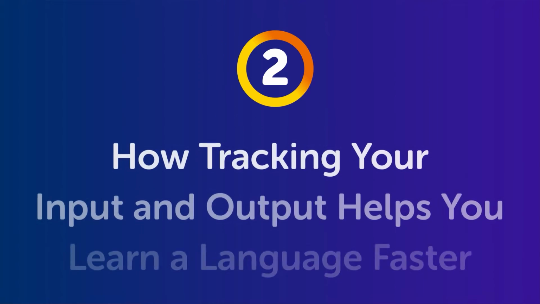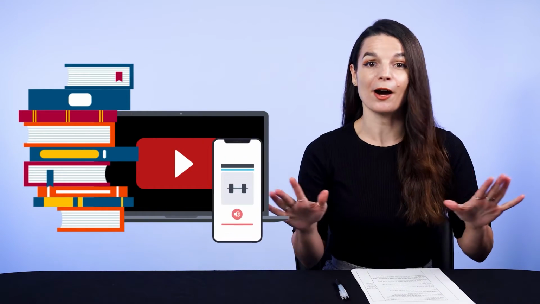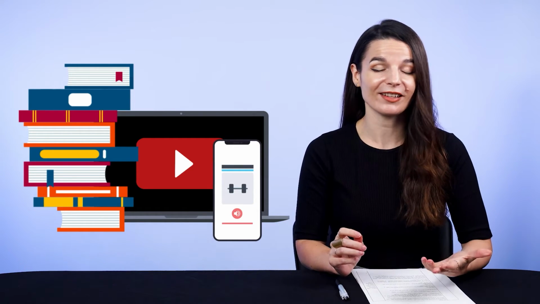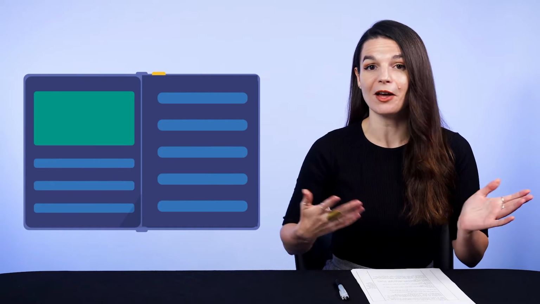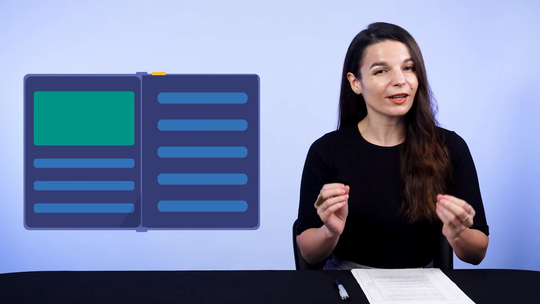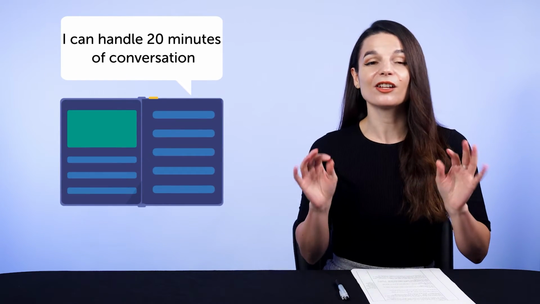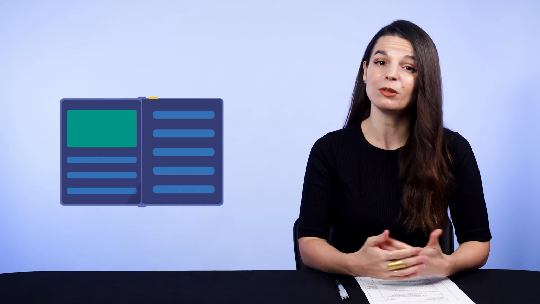Part 2. How tracking your input and output helps you learn a language faster. If you take a look around, most learners do a ton of input with studying, right? They read textbooks, they watch videos on YouTube, they spend hours on apps, but they have no measurable results or return on their time invested. If someone told you that they've read 200 pages of a textbook, which is a lot of input, can they place a specific number on their results? Can they say, I learned 1,000 words, or I can handle 20 minutes of conversation as a result of reading 200 pages? Probably not.